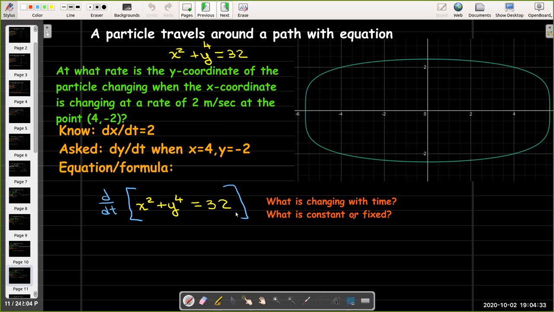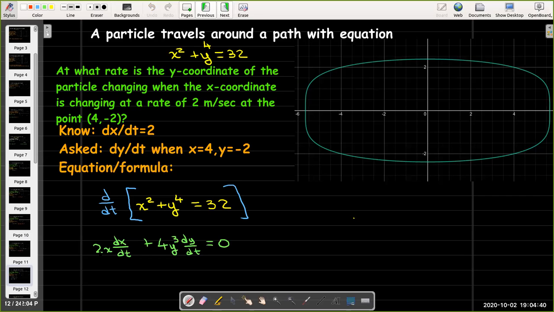All right, so now I'll differentiate both sides implicitly with respect to t. And I'll find that 2x times dx/dt plus 4y cubed times dy/dt equals 0. I'm just using the chain rule. The derivative of x squared would be 2x, but then the derivative of the inside is dx/dt. The derivative of y to the power of 4 would be 4y cubed times the derivative of the inside, dy/dt. And the derivative of a constant is always 0.